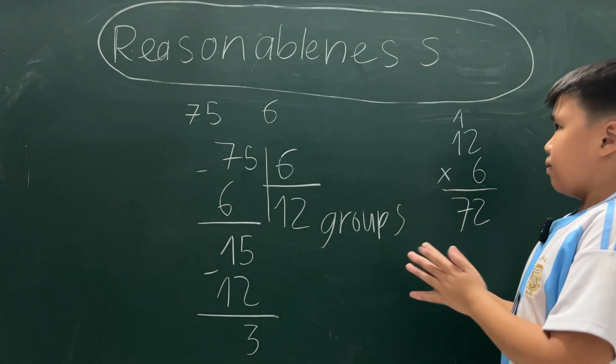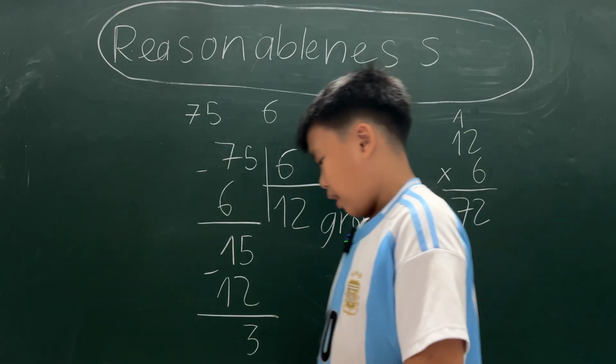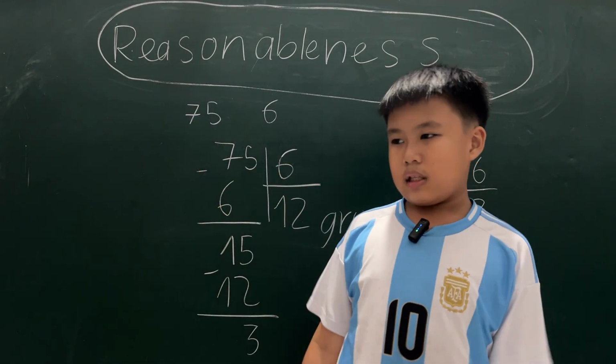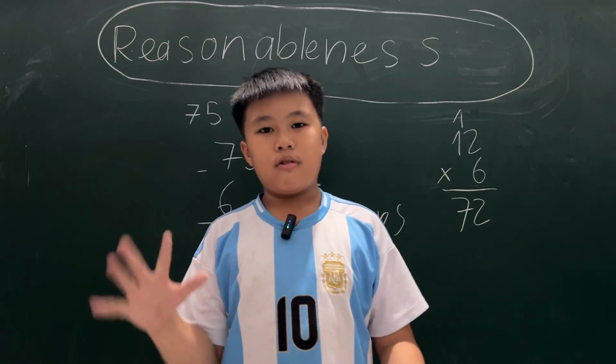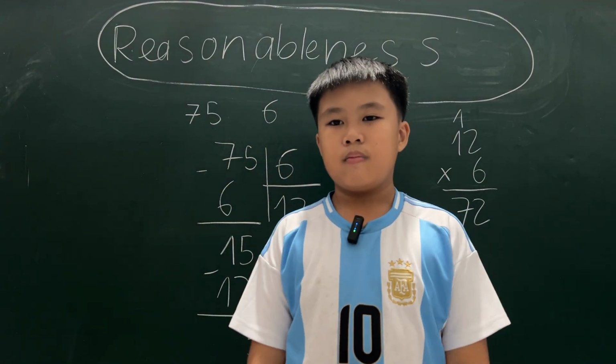So today we talked about reasonableness. And now you know, when there's probably a zoo or field trip or something like that, there's always a few kids left over. But sometimes, maybe not.